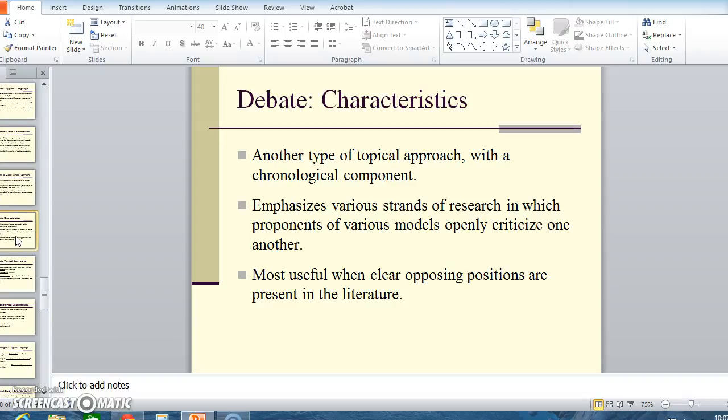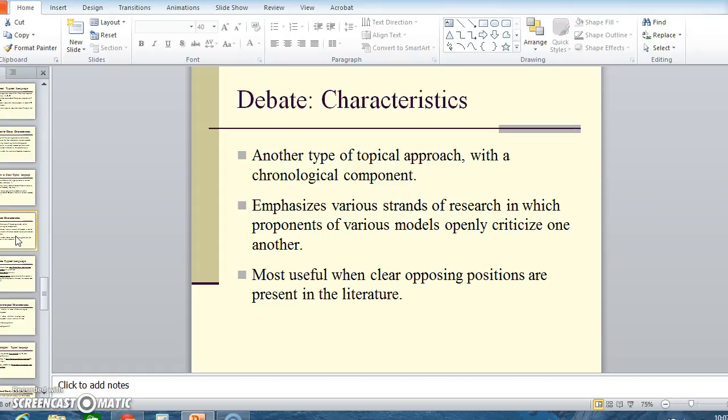Another type of approach, remember we just discussed topical, would be one in which you look at the specific characteristics of studies or of topics, and you look at them in chronological order, right? Where you start out with the least recent sources, moving to the most recent.